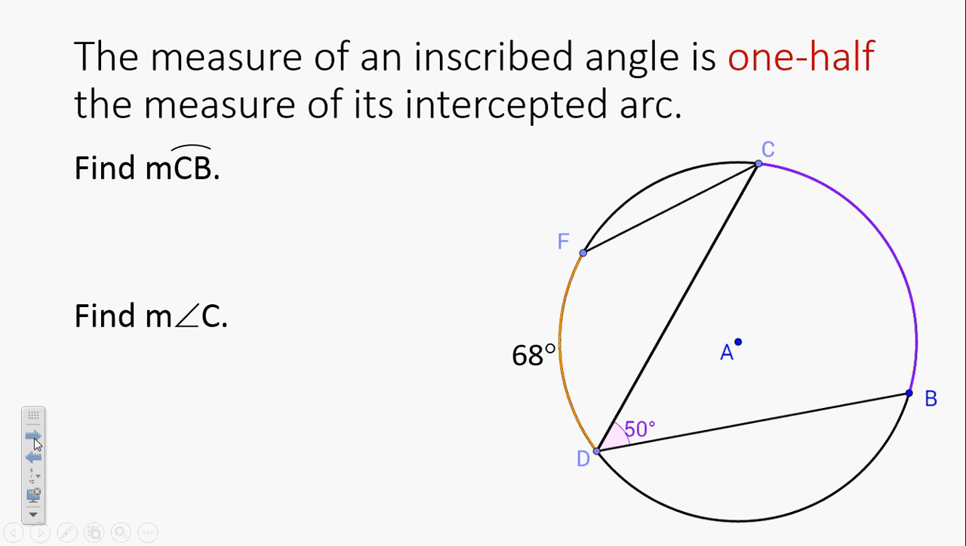So we want to find the measure of the indicated arc. First of all, before we do that, we have to know one key thing, and you just told me this a moment ago with the exploration that we did. The measure of an inscribed angle is 1/2 the intercepted arc. So that's a key idea. You want to make sure that you have that written down in your notes.